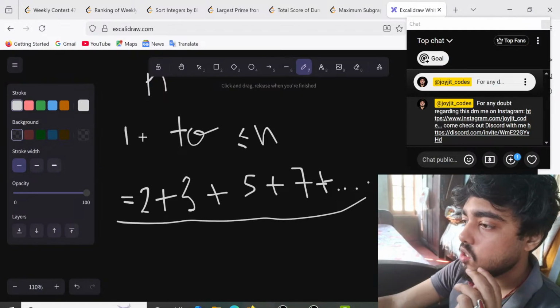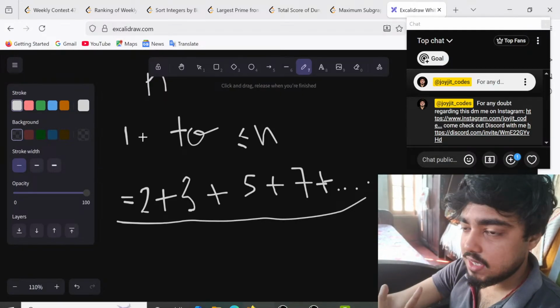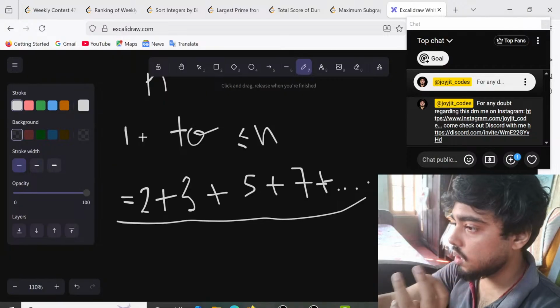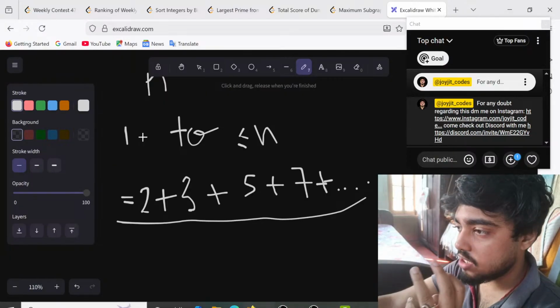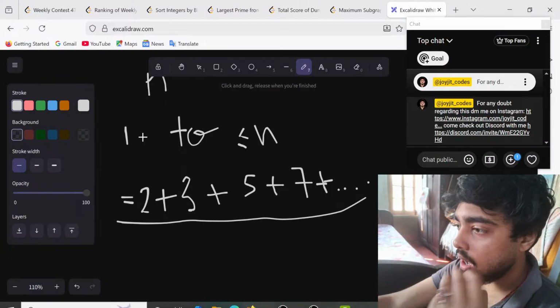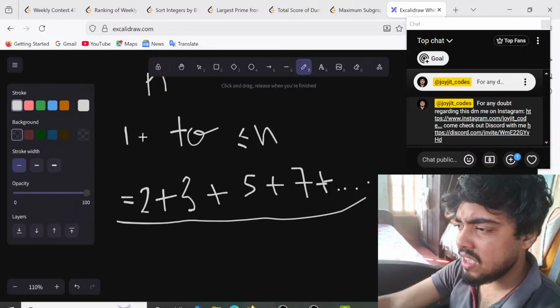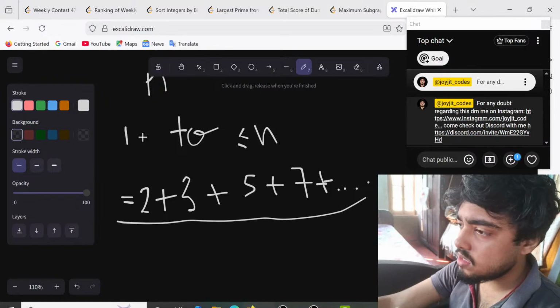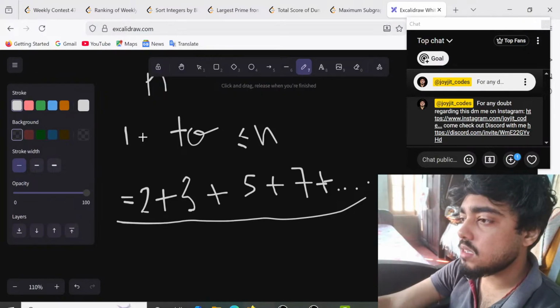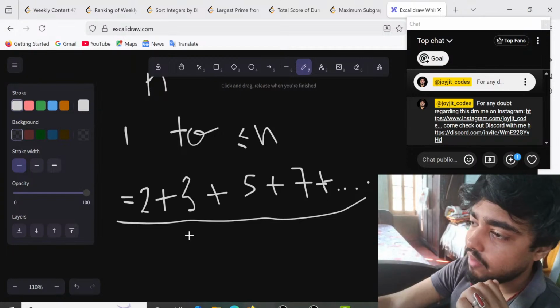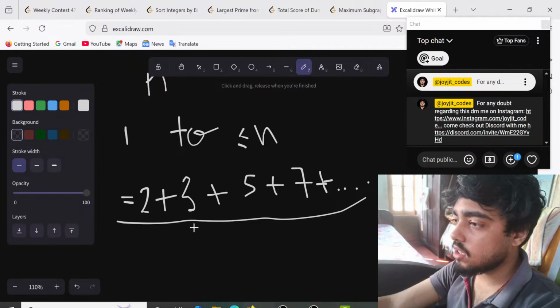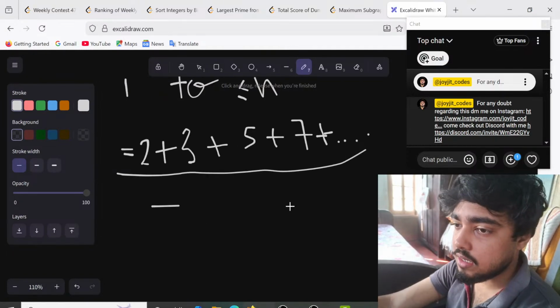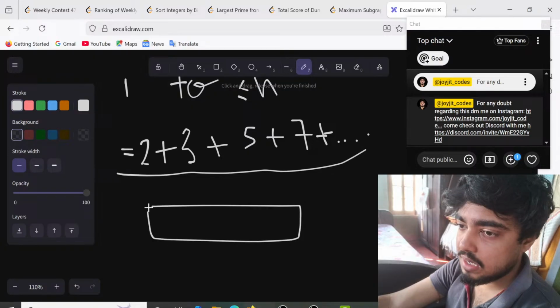If you're very new to CP and DSA, then you won't know about this algorithm called sieve of Eratosthenes. But if you have been doing CP or DSA for even a month or 2 months, you would know about this concept called sieve of Eratosthenes. I won't explain the whole thing, just a basic part of it.